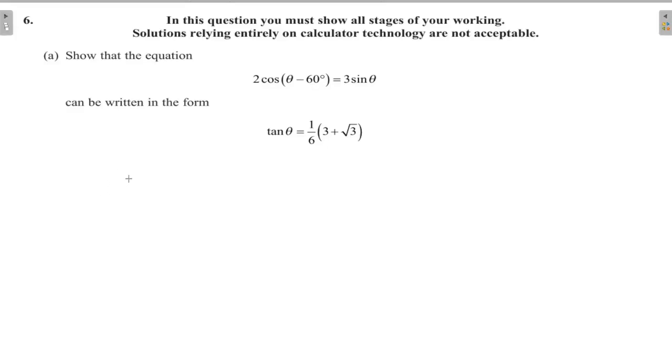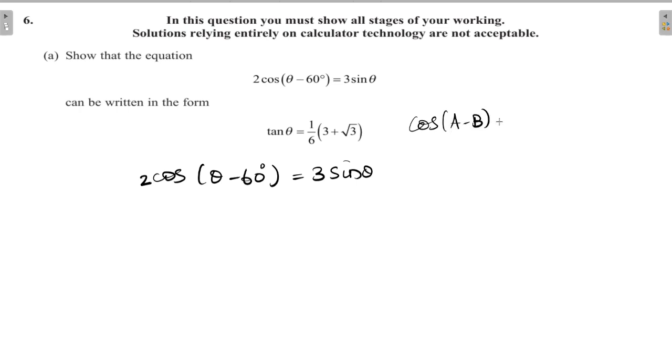Question number 6. Show that the equation 2 cos(theta minus 60 degrees) is equal to 3 sin theta. Use the double angle formula: cos(A minus B) is equal to cos A cos B plus sin A sin B. So use this identity here.